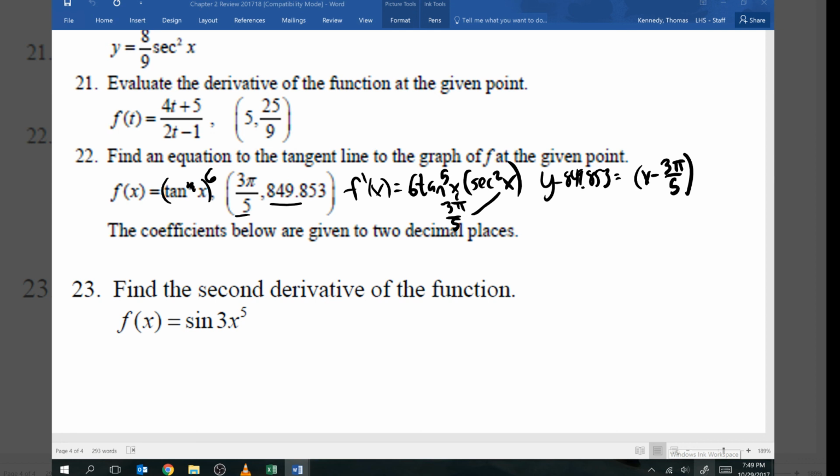Seriously, point slope is your homie. And if the answer is written in slope intercept, just solve the point slope equation. It's pretty easy stuff. It's pretty nice.